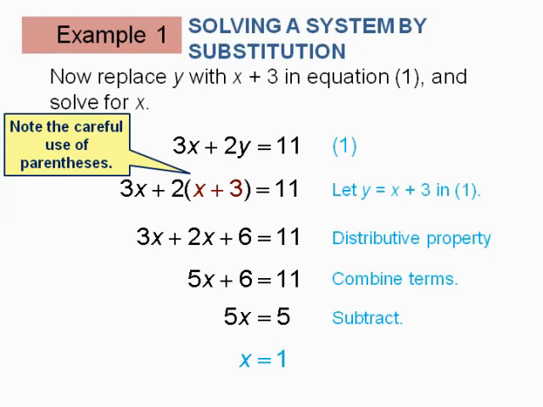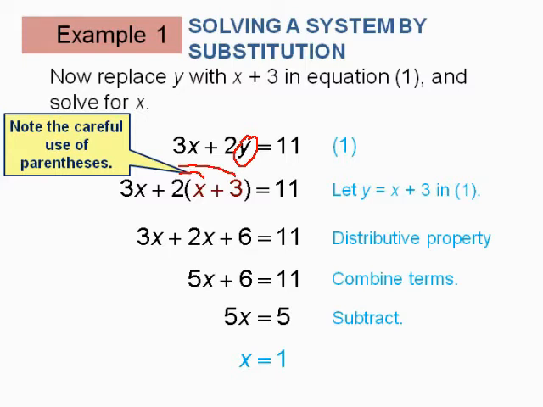All right, so here's what we end up with when we do that: 3x plus 2 times (x plus 3) equals 11. Notice it says be careful of the use of parentheses here, because if you don't put parentheses around what y equals, then you're in trouble because it won't mean the same thing. So remember, y is equal to x plus 3, so that's what we're substituting.